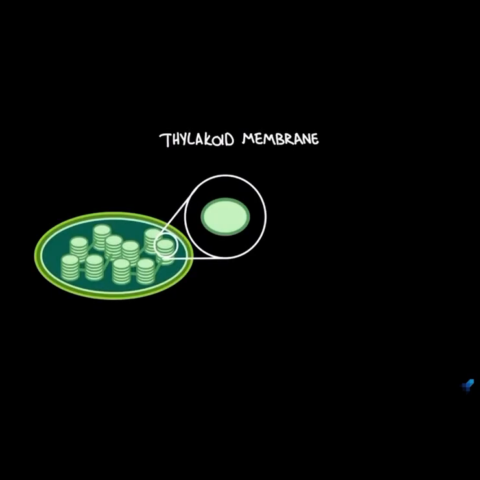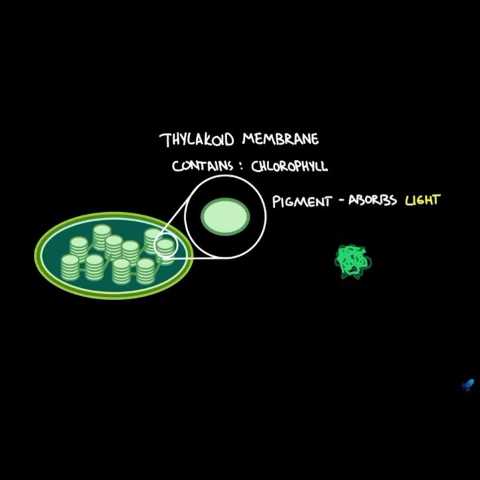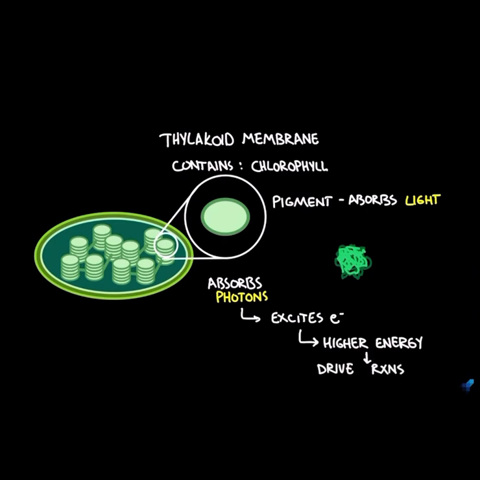Now, why is this important? Well, embedded in the thylakoid membrane itself is chlorophyll, which is a pigment. Now, a pigment is a molecule that can absorb light, or photons. This absorption will excite the electrons inside the pigment to a higher energy level, which can be utilized to drive reactions. There's different types of chlorophyll, and they each are capable of absorbing light at a specific wavelength.